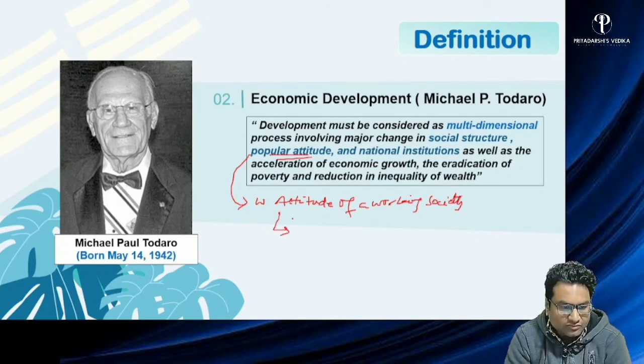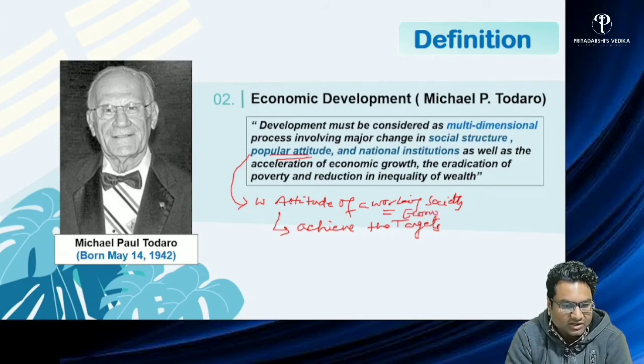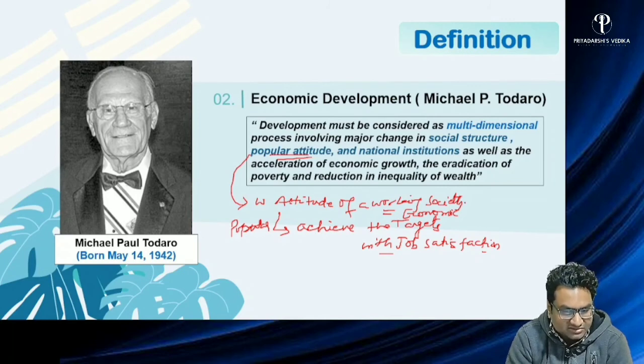What should be that attitude? This working society should achieve the economic targets with job satisfaction. Okay, so this is called popular attitude. This society which is working as an economic unit should have a belief, a feeling, a kind of satisfaction in its mind that whatever I am doing is the best thing I am doing. And they must have that job satisfaction.